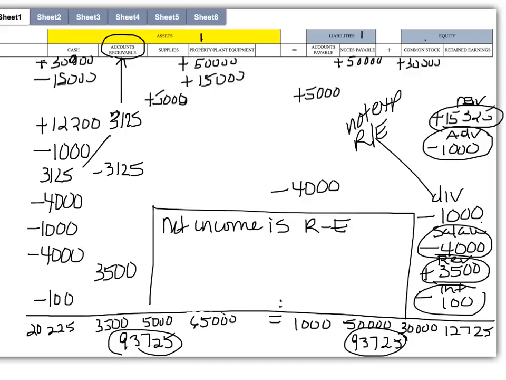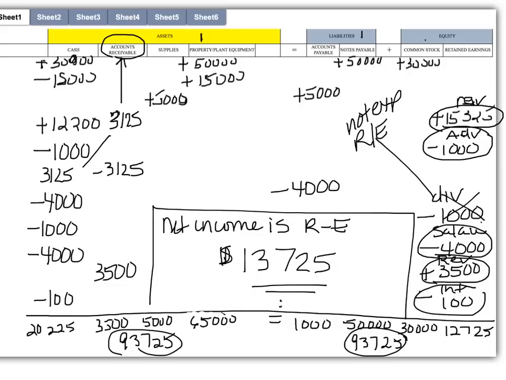So if we were to go ahead and do this, we should come up with net income of $13,725. If we added up the revenue and subtracted the expenses, you do not include dividends, you would come up with net income of $13,725. So now I'm going to let you go try it on your own with Cengage.